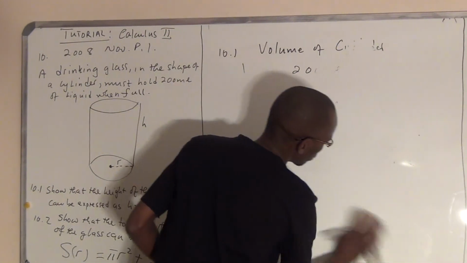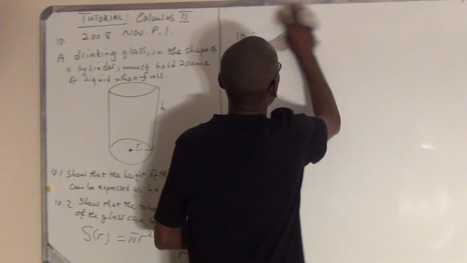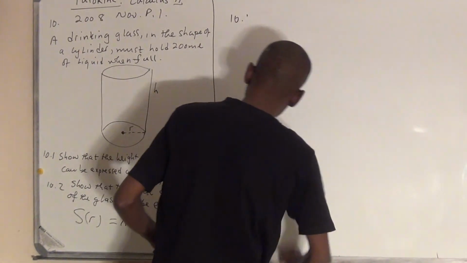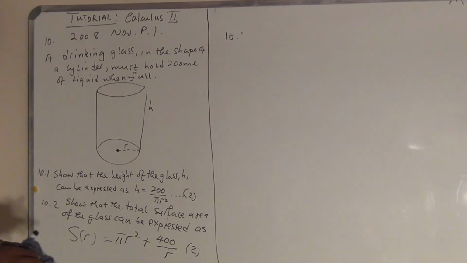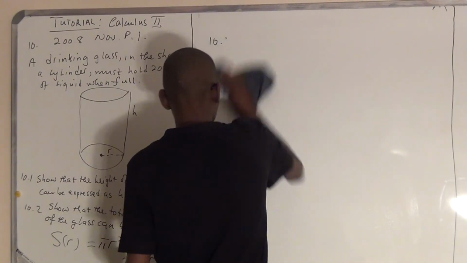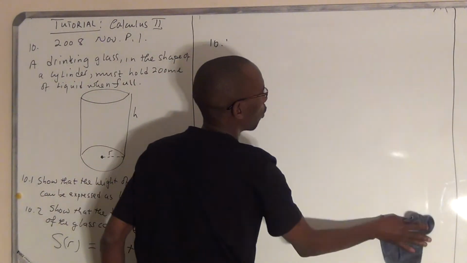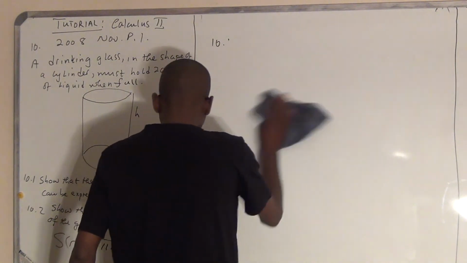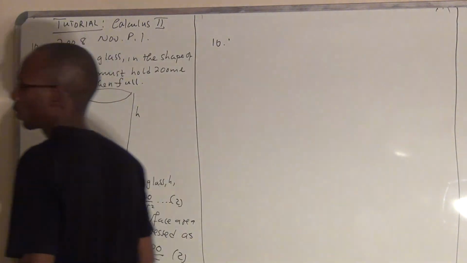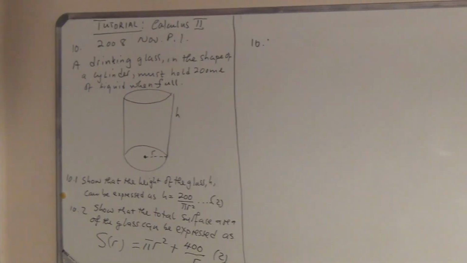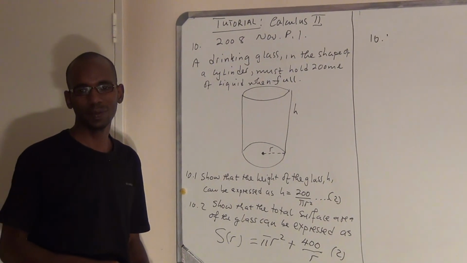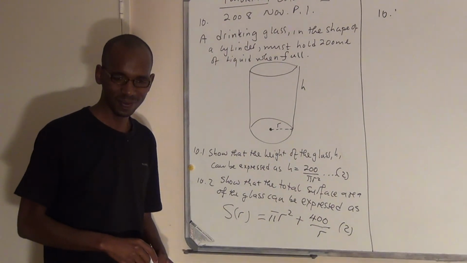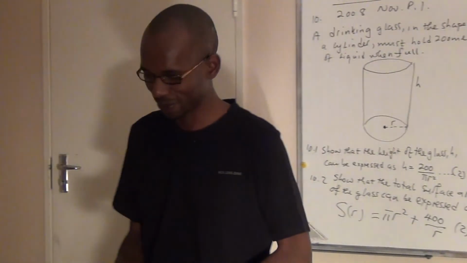Now question 10.2 says, show that the total surface area of the glass can be expressed in the form S, surface area, equal to pi r squared plus 400 over r. Okay, how do we find the surface area of a cylinder? Guys, it's actually very easy. I'll show you how to do it.